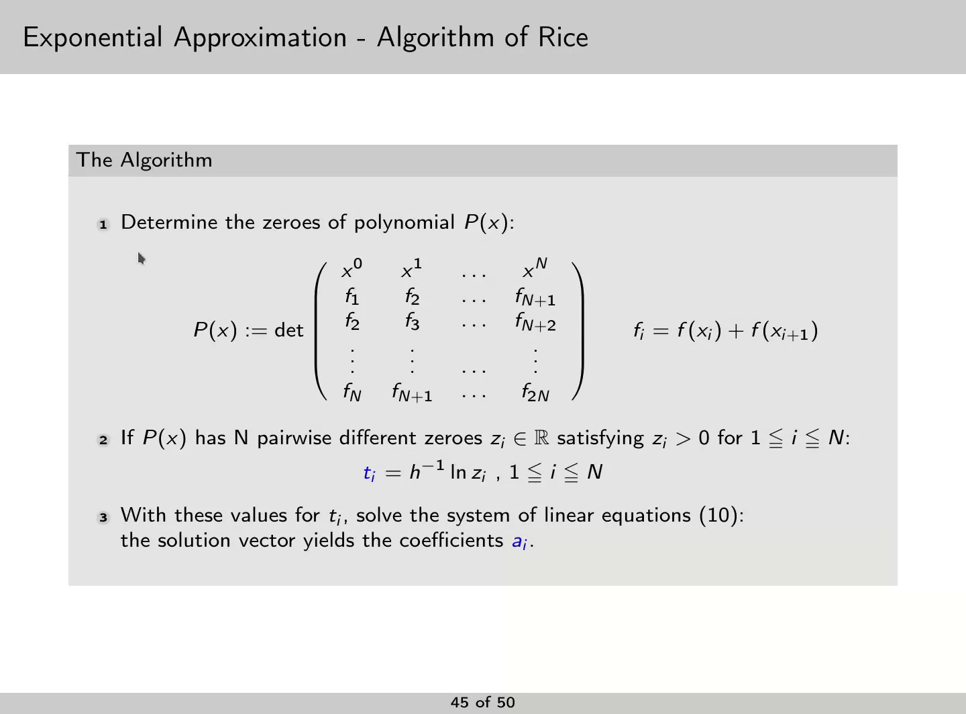Determine the zeros of polynomial p. If p has n real pairwise different zeros greater than 0, this formula gives us the wanted coefficients ti. Otherwise, the algorithm terminates with failure. Solve the system of linear equations 10 with the coefficients ti plugged in. The solution vector consists of the wanted coefficients ai.